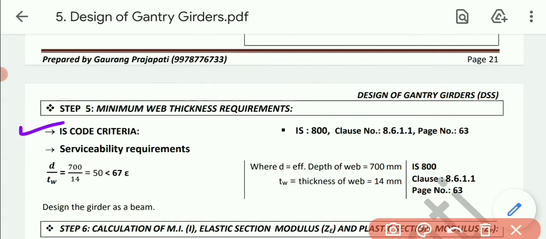The minimum web thickness requirement criteria, which I have already covered, is d by t_w, which I have kept as 50, and it should be less than 67.